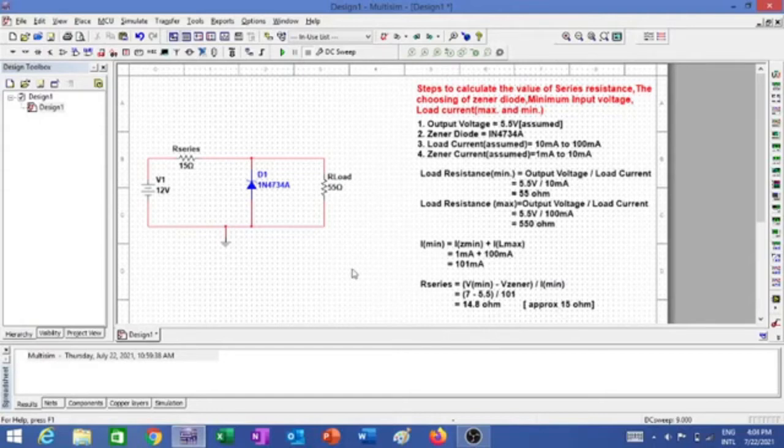Now the doubt may be in your mind about where I got this V_min, that is 7. I have chosen 5.5 volt, so anything above 5.5 volt is good for me.